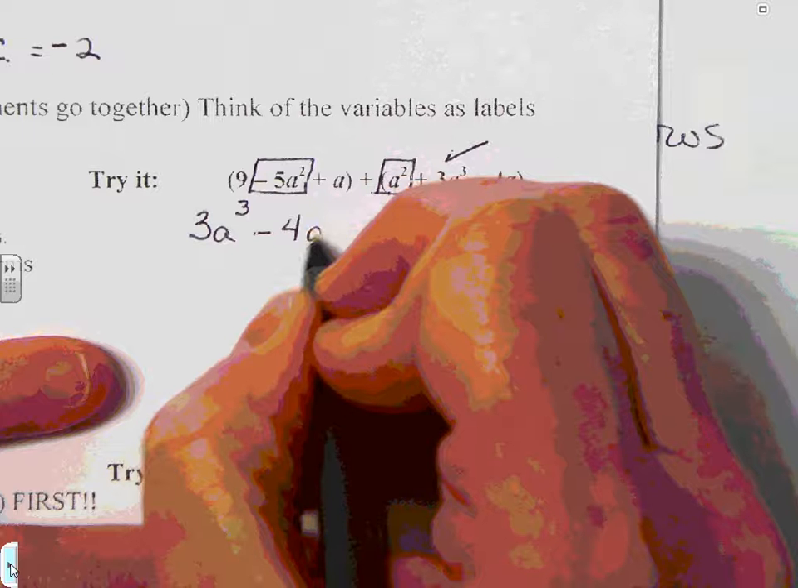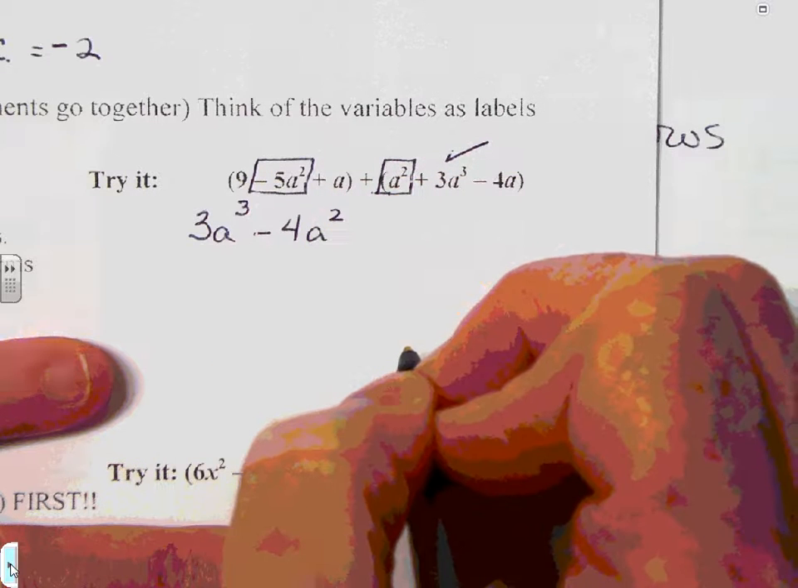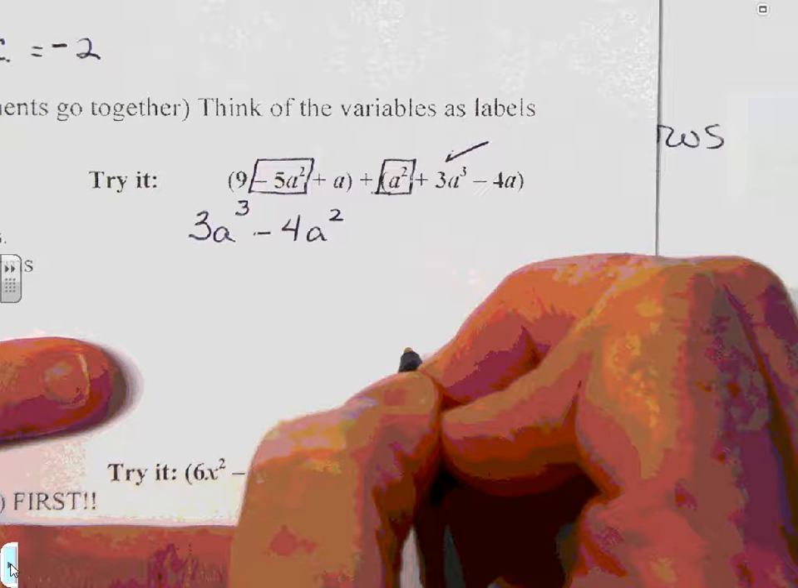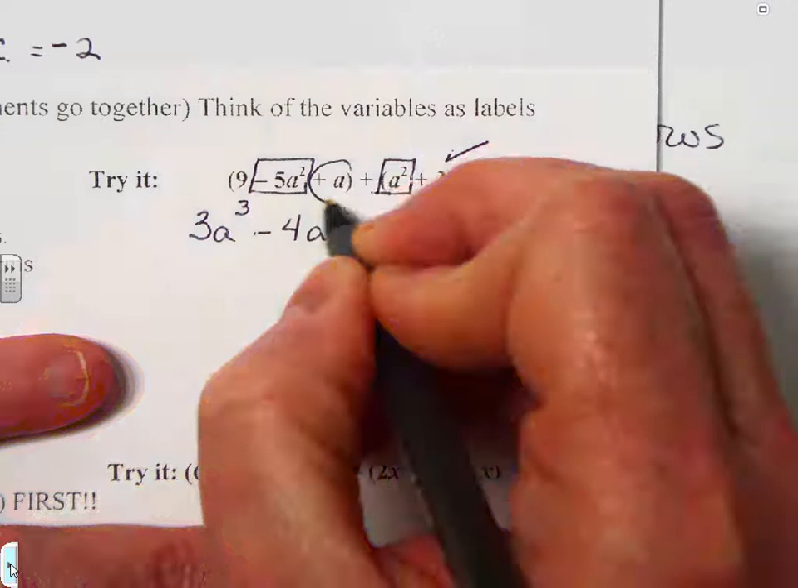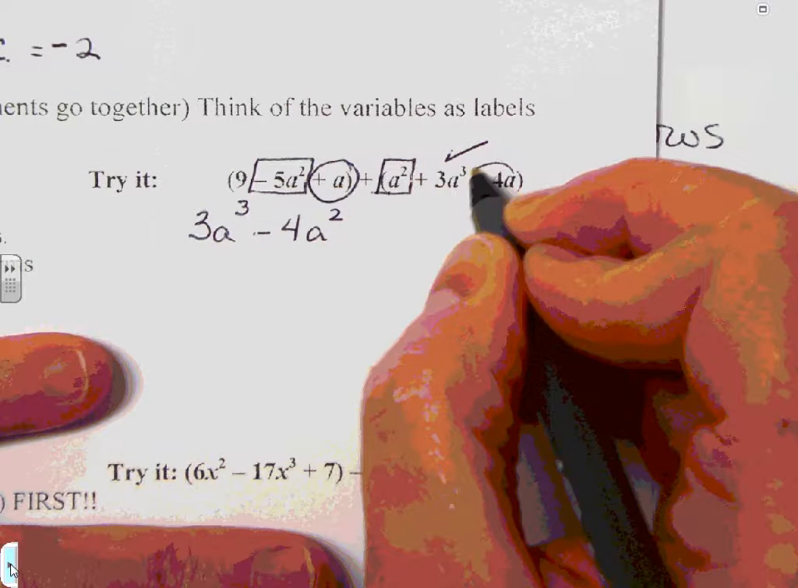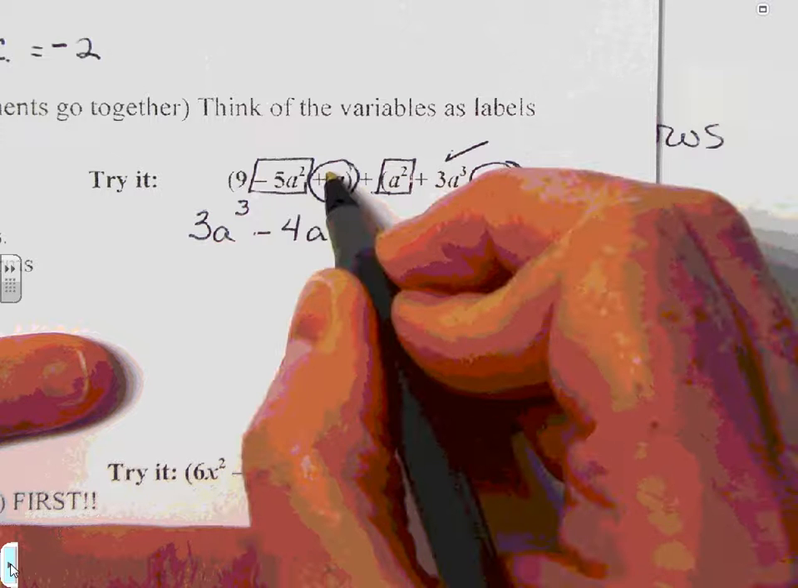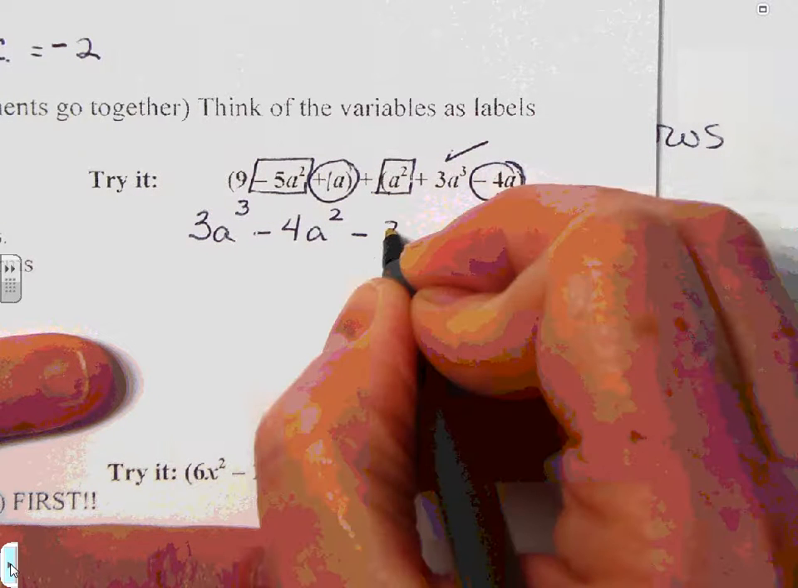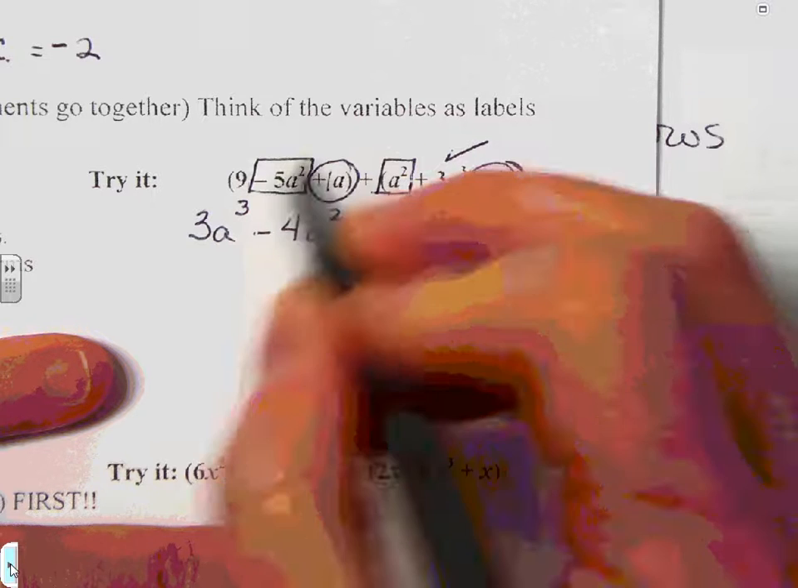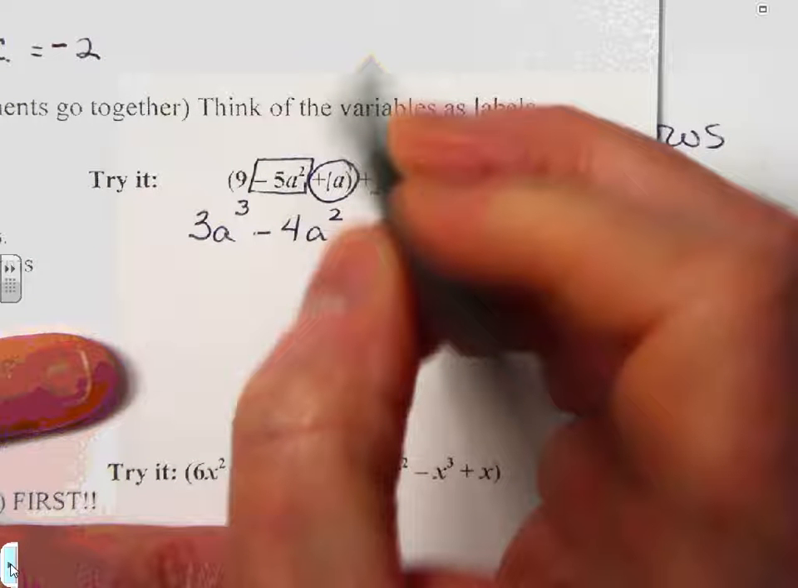Negative 4. Now I'm going to look for a's to the first power. So I'm going to circle that one and that one. So I have a positive 1 and a negative 4. Negative 3. And then I have this poor little lonely 9 all by himself, and he was positive.